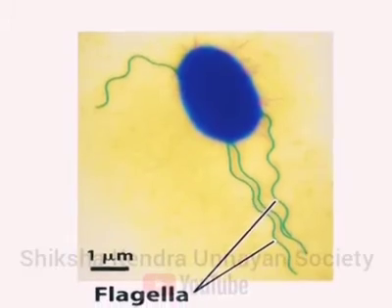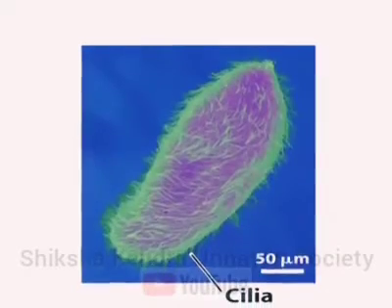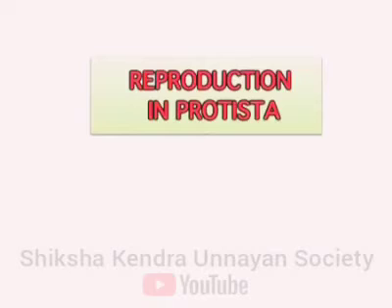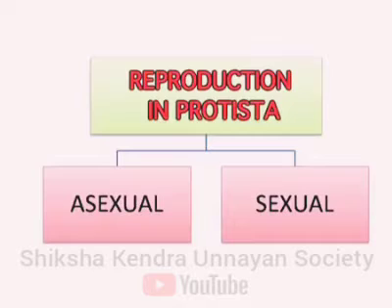Locomotion in these protoctistans is either by flagella or cilia or pseudopodia. And reproduction is either asexual or sexual. Just like the monerans, they too have a diversified nutritional mode. They can either be autotrophic or saprophytic or parasitic, or they can feed on other organisms.